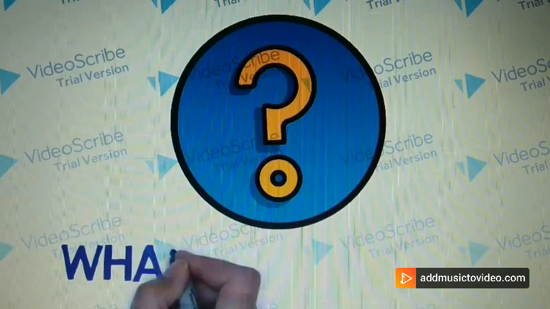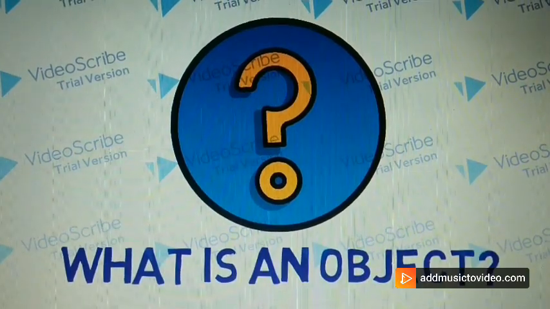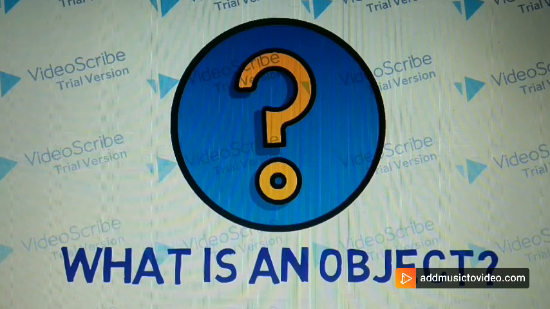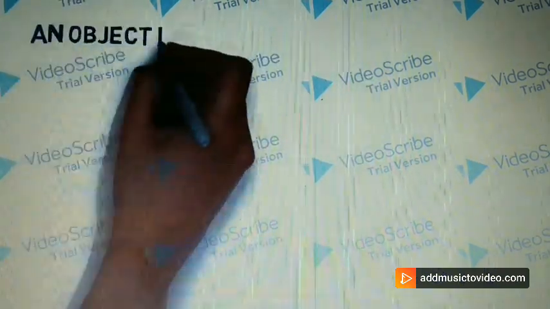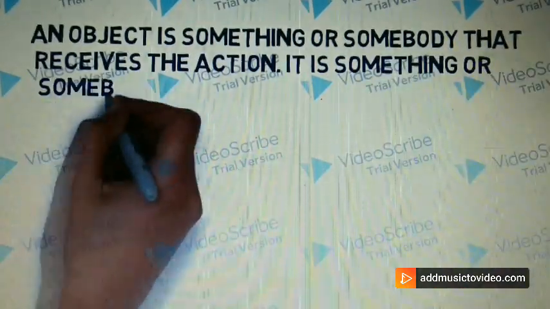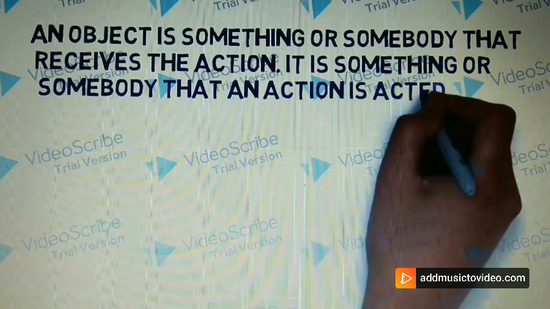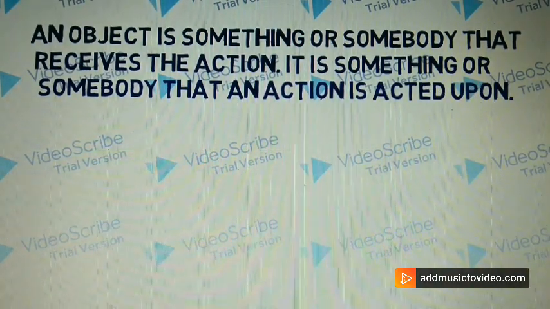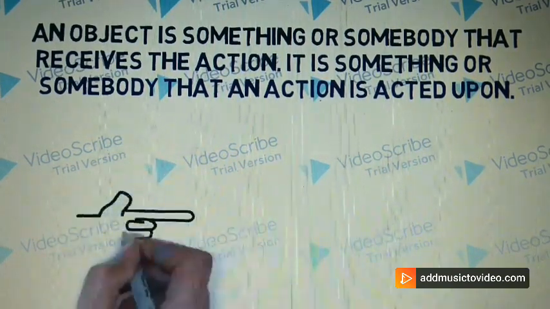So, what is an object? We use this word object to talk about the thing or person that the verb is done to, or who receives the verb. An object is the part of a sentence that gives meaning to the subject's action of the verb.